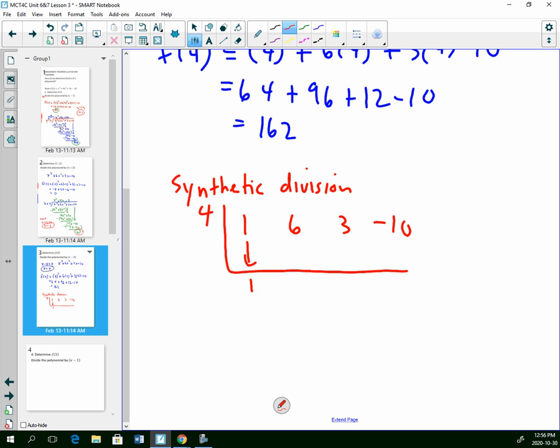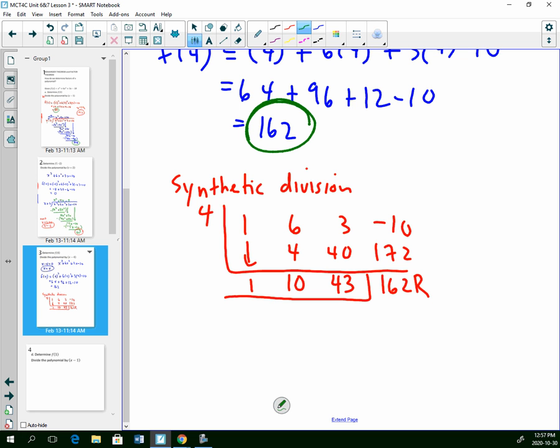So remember, we multiply. 4 times 1 is 4. We add instead of subtracting. Then we do 4 times 10 is 40. We add, and then we do 4 times 43 is 172, and then we add. And so that last number is the remainder. Okay, so again, I see this number here, 162, is the same as the remainder.